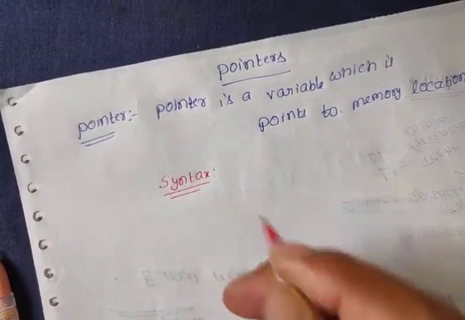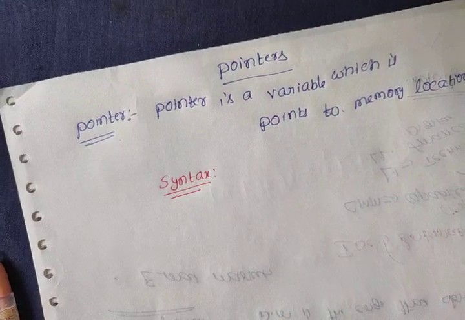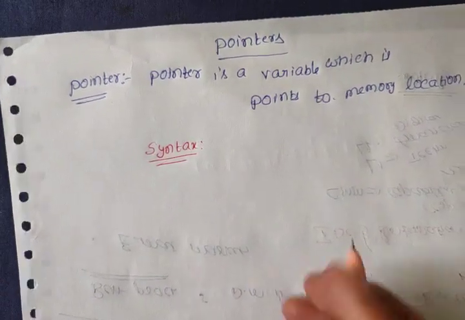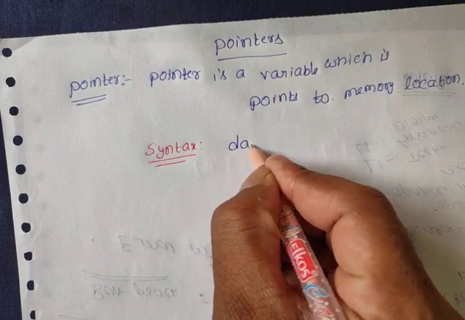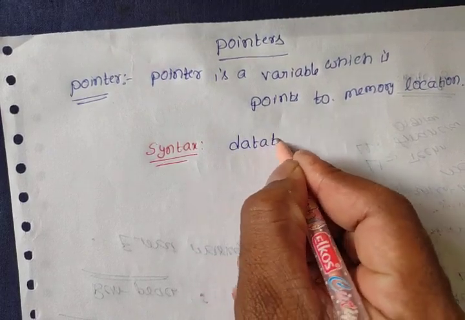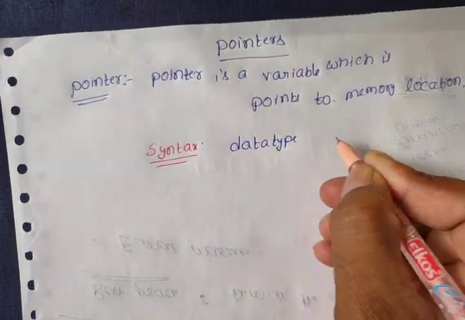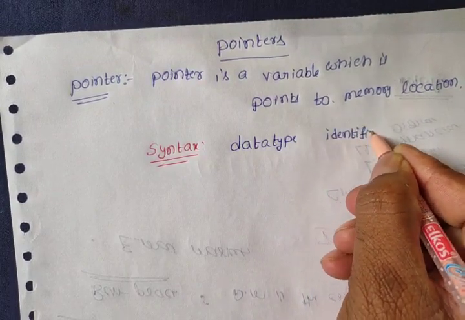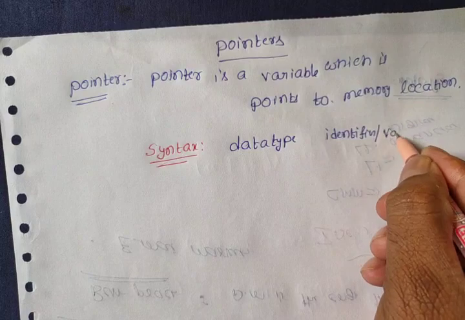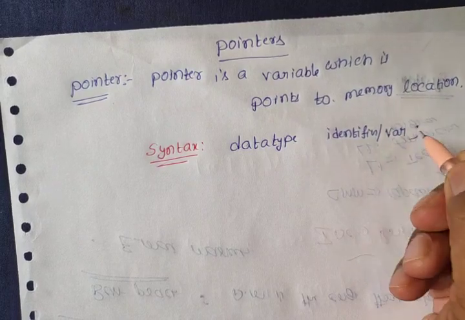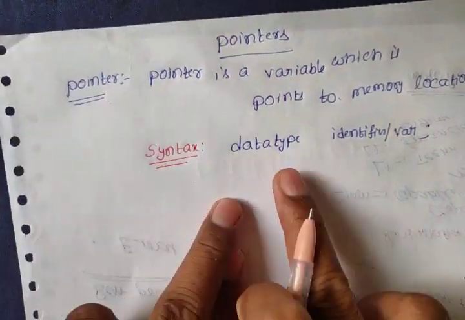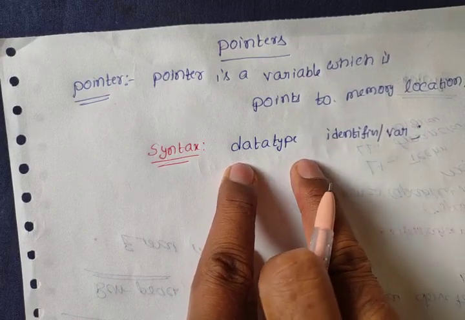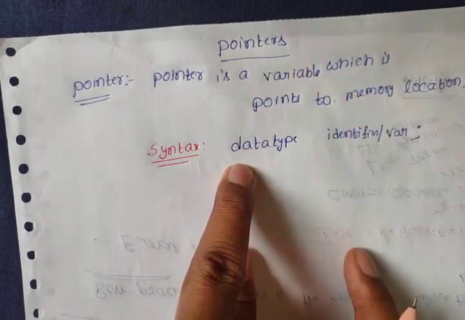Before explaining the pointer syntax, what is the syntax for a general variable? For a general variable we write the data type, then the identifier or variable name, and end with a semicolon. Now this is the general variable syntax. Now we convert this variable syntax into a pointer variable.